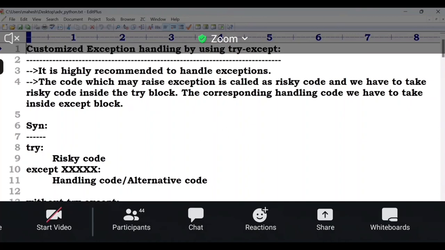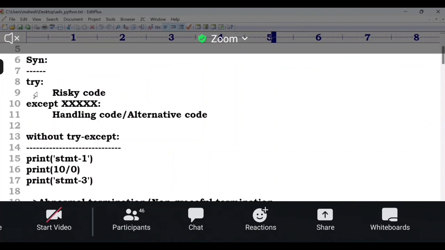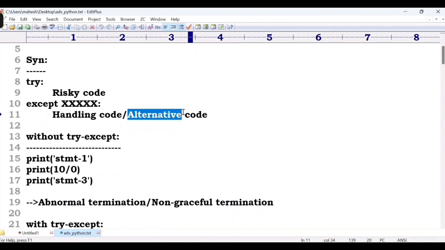So yesterday we started with how we can handle exceptions by using try and except block. In the try block, whatever code we write is called risky code. Wherever the problem is, that problem code we have to write into the try block. In except block, we have to write handling code or alternative code. Because the meaning of exception handling is we are not repairing any exception, we just provide an alternative way to run my program to complete the program.